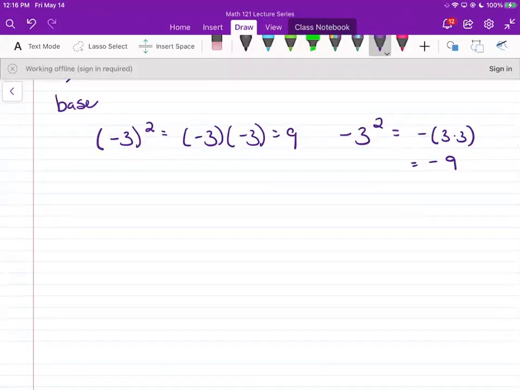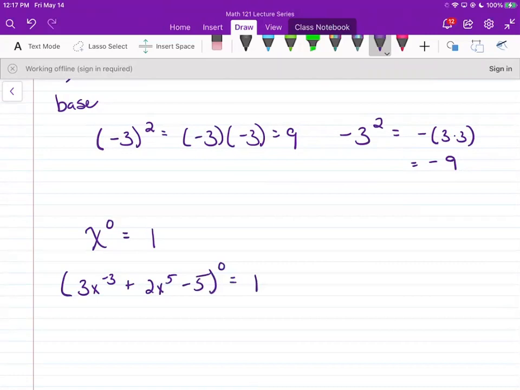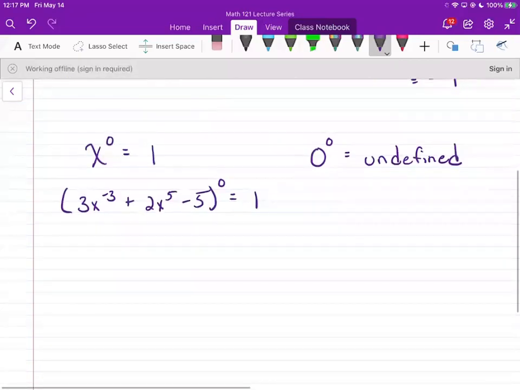A couple of other important circumstances you need to be aware of: anything to the 0 power is 1. You can have a complicated expression all raised to the 0 power, and that's going to come out to 1. The only time that's not true is if you have 0 to the 0 power. That is considered undefined.